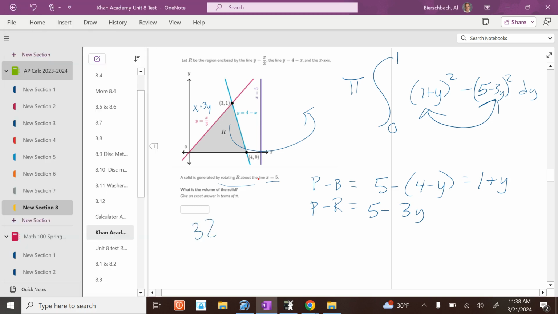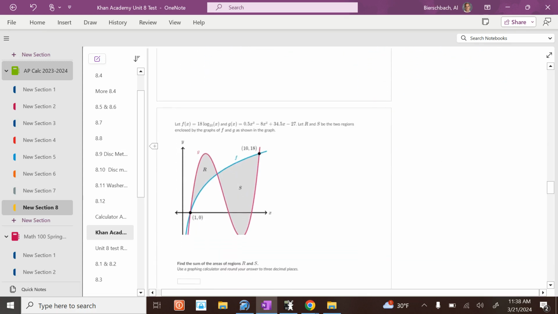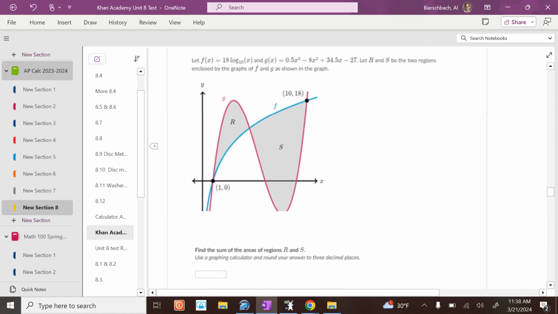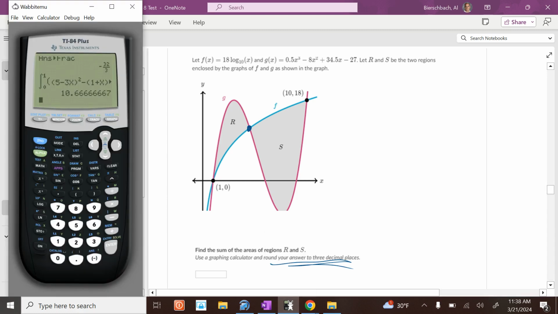So 32 pi over 3. For this one, when you see one like this, you got to find this point, and I would find it to a whole bunch of decimal places. The reason why is then you have less rounding, because if you round at 3 decimal places, you have more rounding error. So we got to find out where those two cross. So you put them both in.